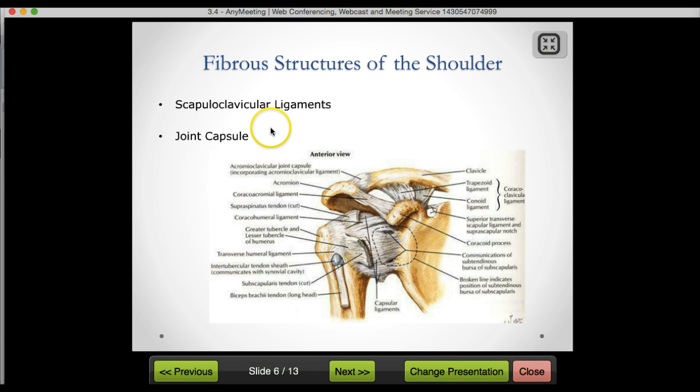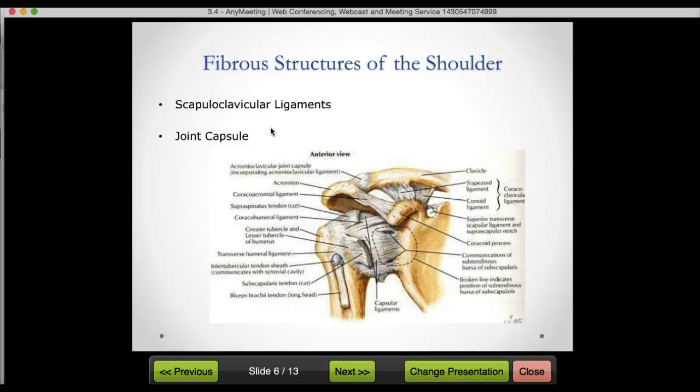Okay, so we're going to get into the fiber structures of the shoulder, and there's a whole lot of them. I try not to be too detailed because ultimately, as long as you know whether it's the scapulo-clavicular ligaments or the acromioclavicular ligament or the joint capsule, really that's all you need to know. The joint capsule is comprised of a lot of different ligaments, but ultimately they all form one thing, and that's the joint capsule. So don't make it too difficult. That's my rule of thumb. Keep it simple, and just know that this is the joint capsule here.